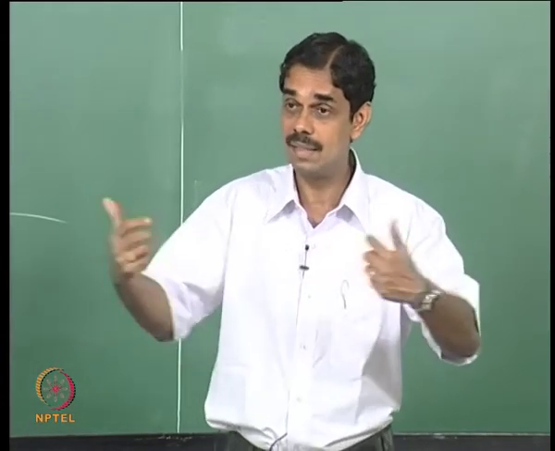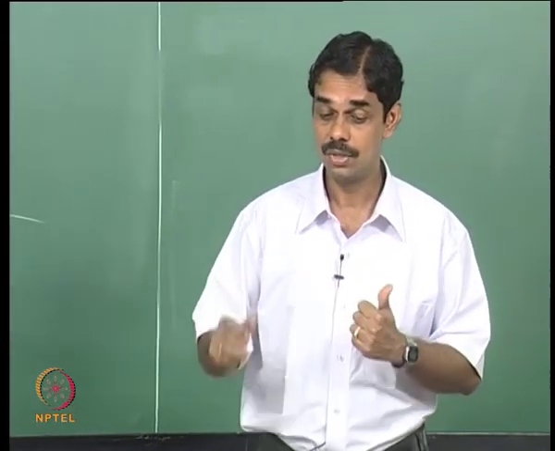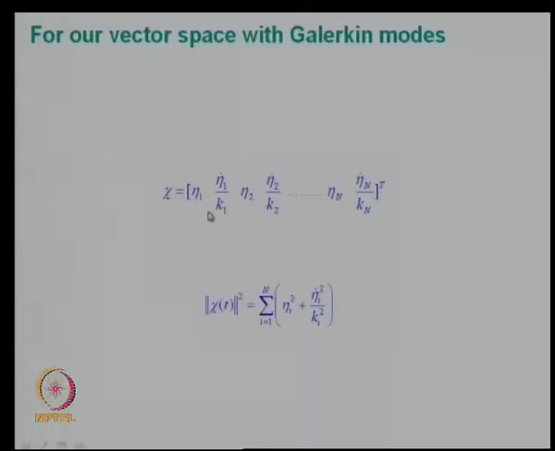So these things are like the individual vectors. You write the coefficients eta 1, eta 1 dot over k1, eta 2, eta 2 dot over k2, and so on, up to eta n, eta n dot over kn. You can write it horizontally and put a transpose instead of writing a vector. So if you take the norm, it will be eta i squared plus eta i dot over ki squared, summation over all the modes. So that is the norm of our vector space with these Galerkin modes. Is that clear?